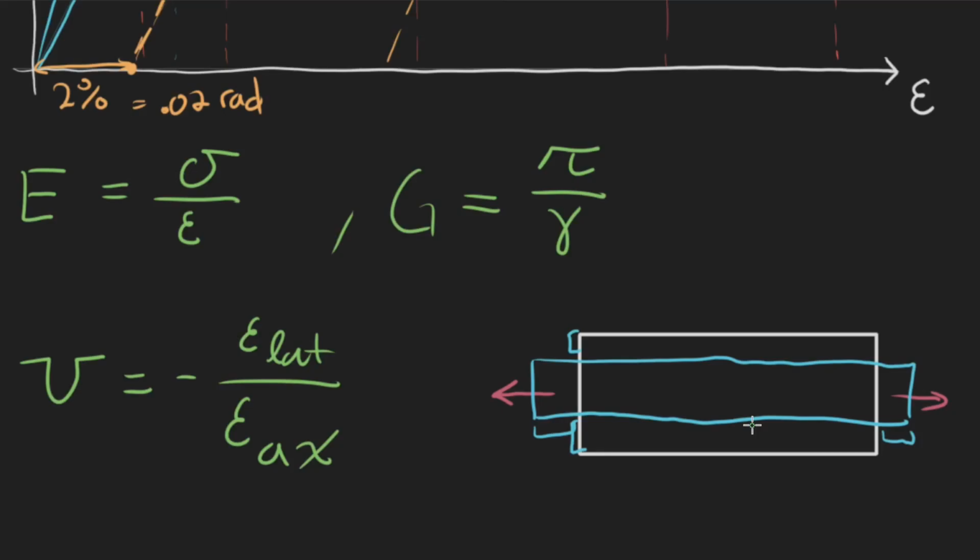So the sign convention here is that if our delta is negative, it means that it's gotten smaller, which is where this negative sign comes from. So you can imagine that if I pull this material and make it longer, I'm going to have a positive axial strain, which is going to give me a negative lateral strain as it gets thinner, which is going to be a positive Poisson's ratio.